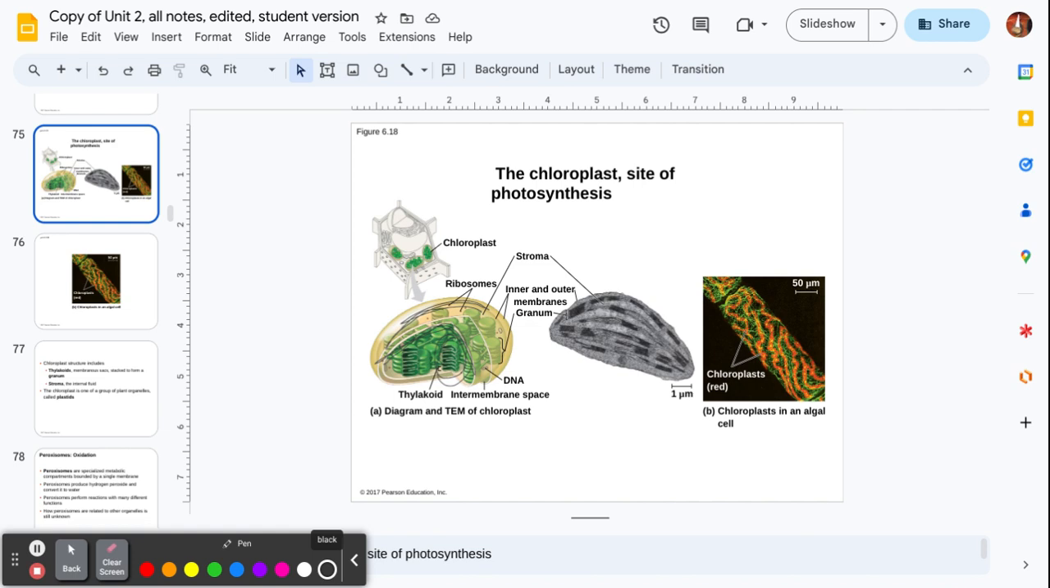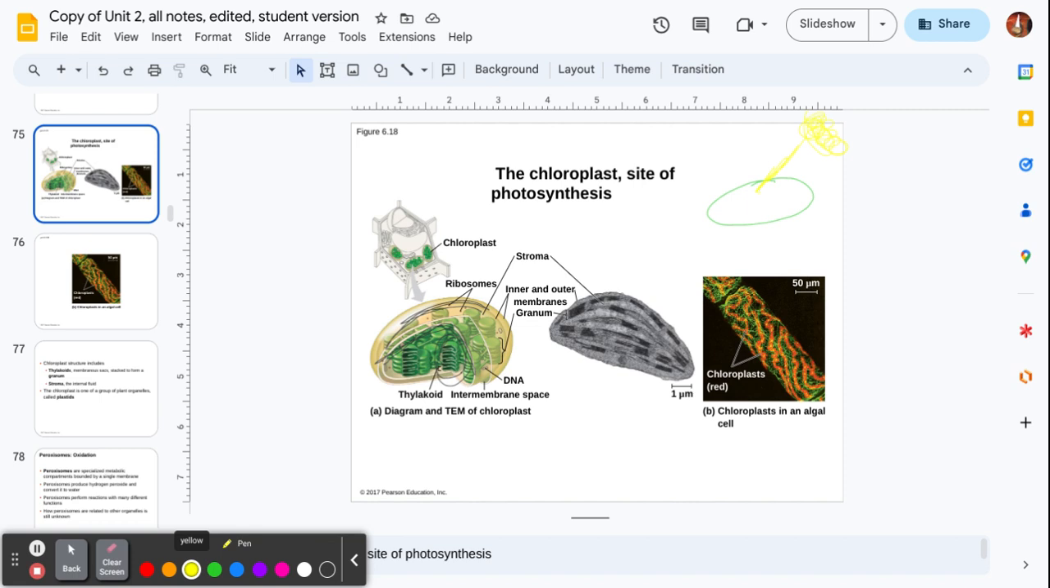The thylakoid membrane is actually going to be where the photosynthesis is taking place. You can't see that at all because it's yellow. But that's where the sunlight's going to strike it, and that's going to be converted into sugar.